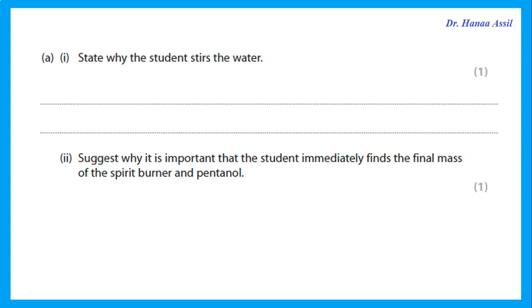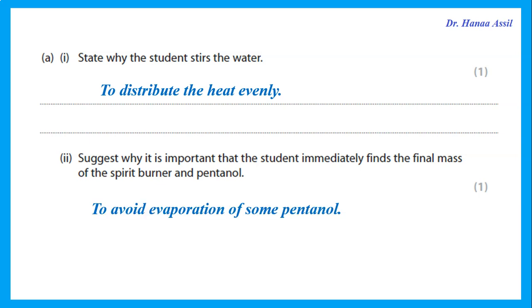State why the student stirs the water. Usually when we're heating something, we should stir it to distribute the heat evenly so that all the water is heated to the same temperature. Why is it important that the student immediately finds the final mass of the spirit burner and pentanol? As soon as we finish, we should weigh it. This is because if I wait, then some of the pentanol may evaporate, and that means the mass that I weigh is not accurate. So we weigh it immediately to avoid loss of some of the pentanol by evaporation.